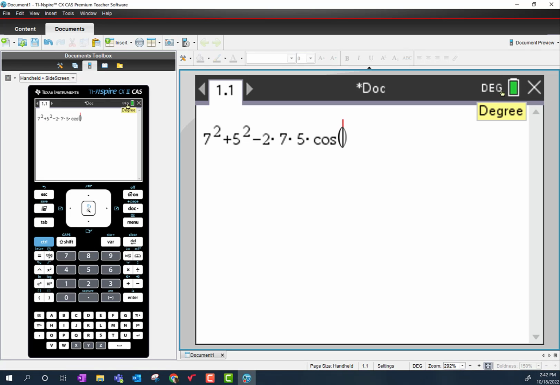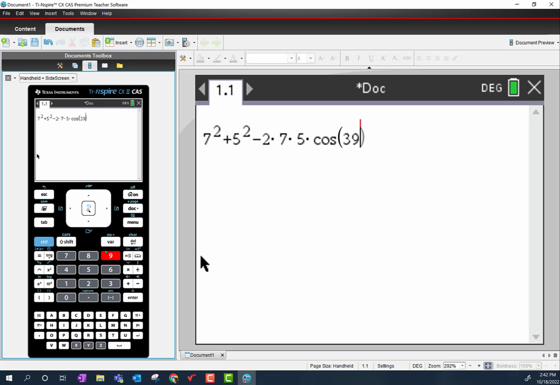Now make sure you're in degree mode. Right up here in the corner, it should say degree. When we're dealing with triangles, we deal with degrees, not radians. All the rest of the time we do radians, but with triangles we do degrees. And that was 39 degrees.